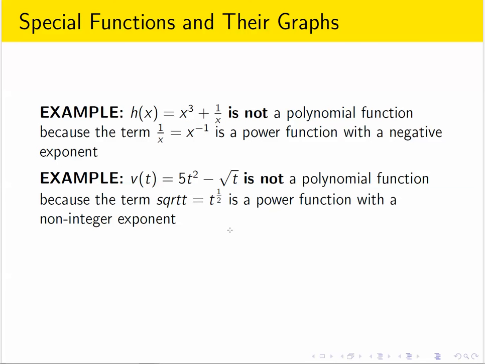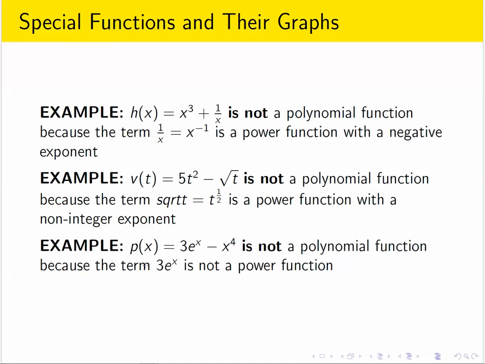Furthermore, the exponents have to be whole numbers, not fractions. So the square root of t is t to the 1/2, but that exponent is not an integer, not a whole number. So square root of t, although it's a power function, cannot be used to make a polynomial. And finally, 3e to the x minus x to the 4th is not a polynomial because 3e to the x isn't a power function at all. Remember, it's an exponential function.